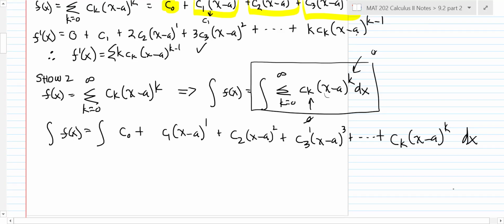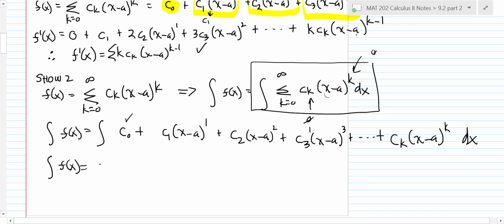We have not seen this before, but since a series is a sum of terms, can't you just integrate each part? Absolutely, you already know that. You've been doing that through 2 semesters of calculus, right? So we're going to integrate each term, and we're just going to do this in our head.